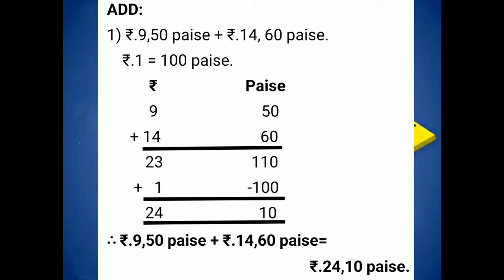Now on adding 9 rupees 50 paise and 14 rupees 60 paise, we get the total of 23 and 110. But since 1 rupee is equal to 100 paise, we'll have to subtract that excess 100 from 110 paise and add it under 23 rupees, which will give us the total 24 rupees and 10 paise. Therefore, 9 rupees 50 paise plus 14 rupees 60 paise is equal to 24 rupees 10 paise.